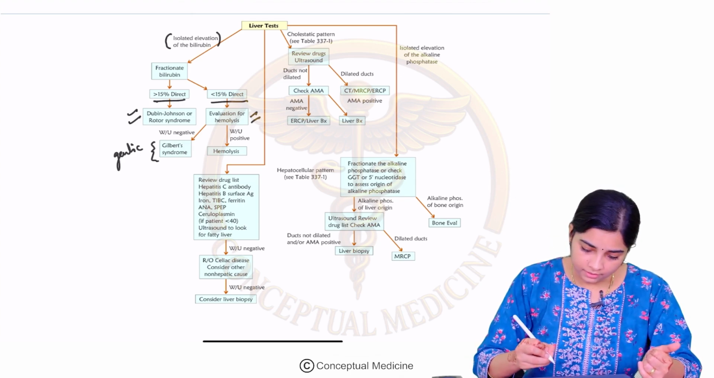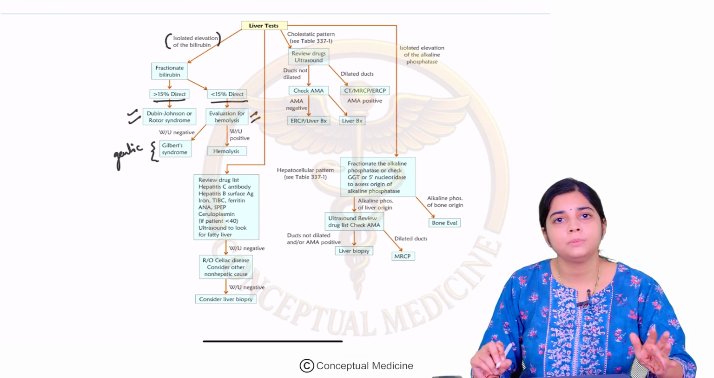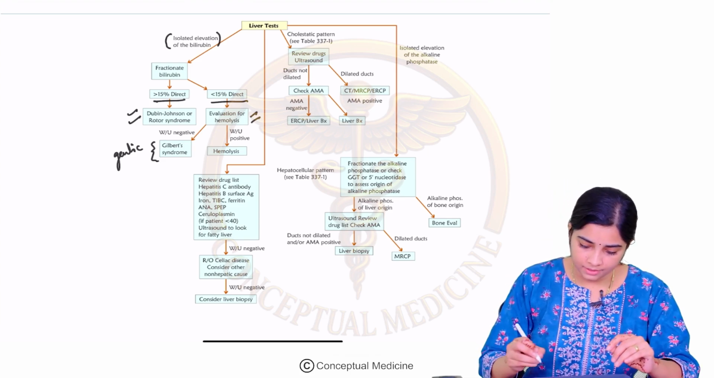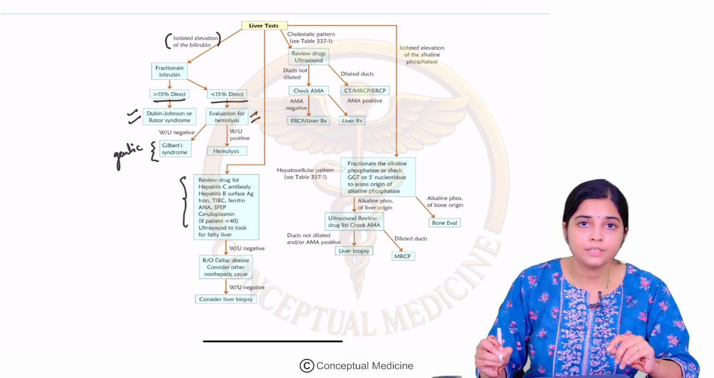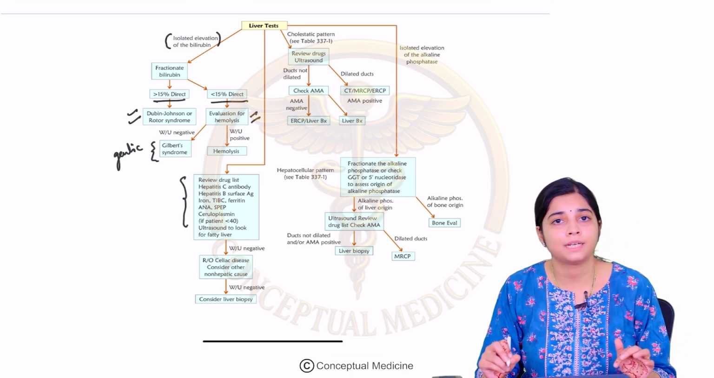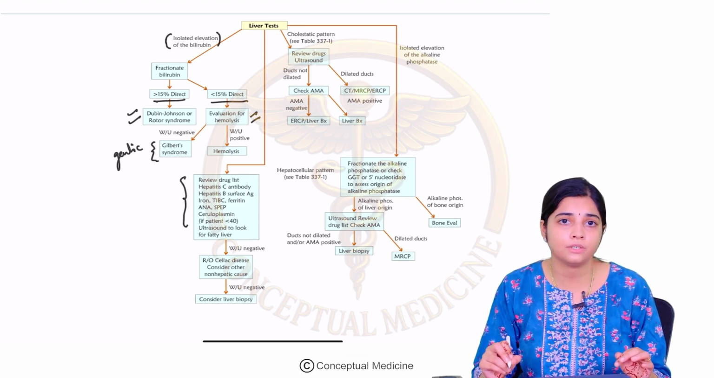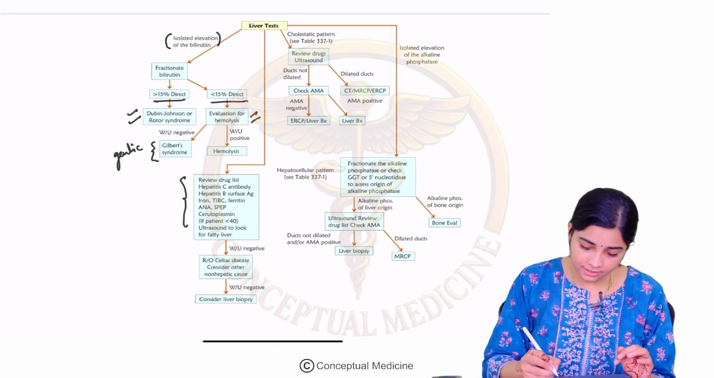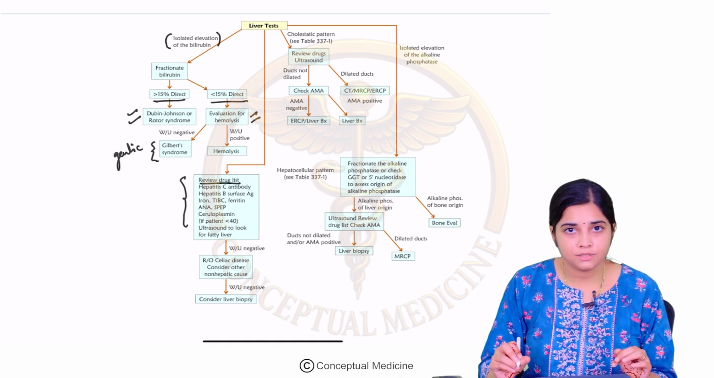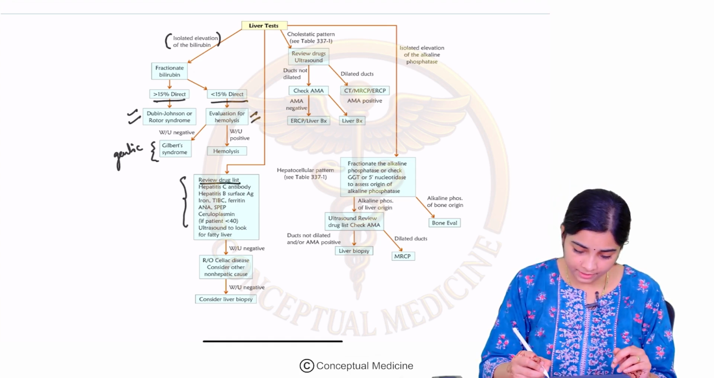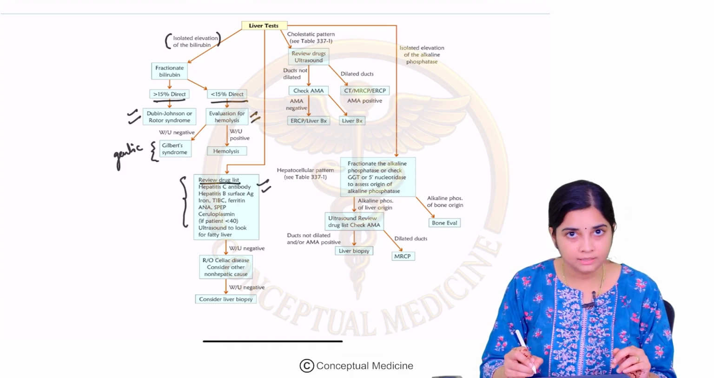Okay. Then, you have found that bilirubin is elevated, AST, ALT is elevated. Then what do you have to do? You have to find out what is the cause for your hepatic jaundice. So you have to see the drugs which cause it. It can be a drug-induced liver injury. It can be due to hepatitis B, hepatitis C, right?